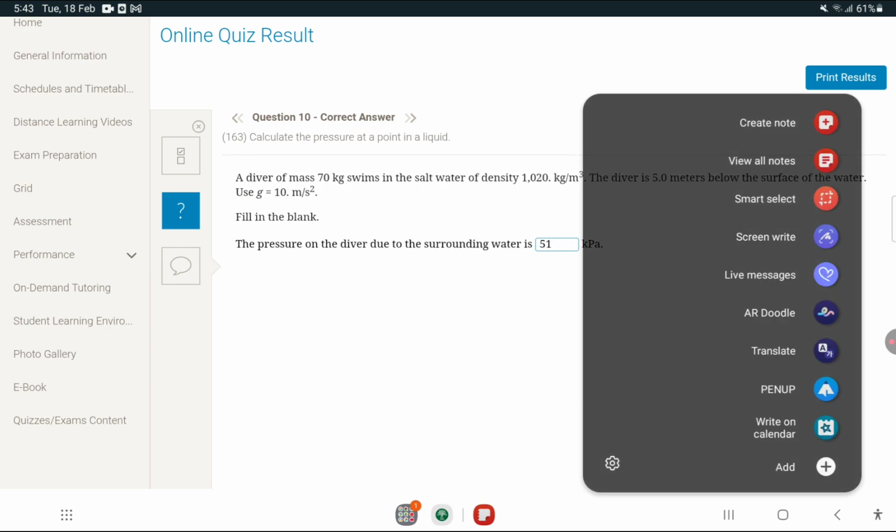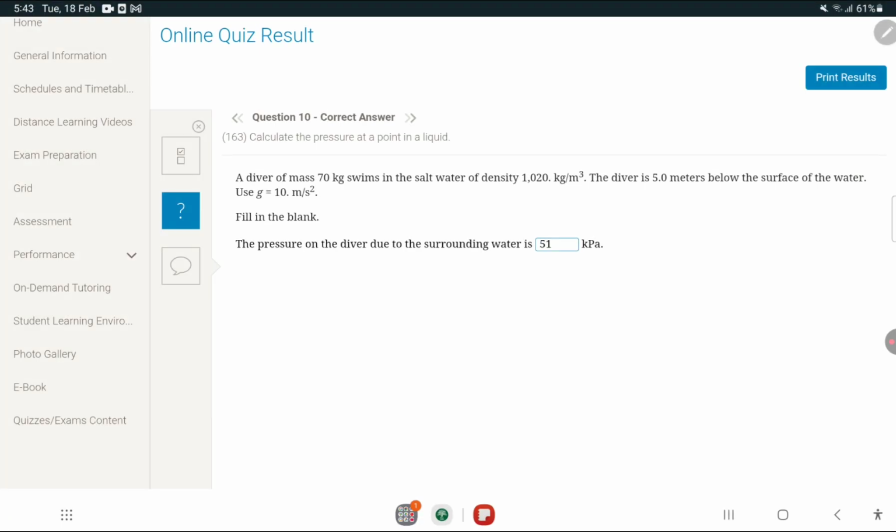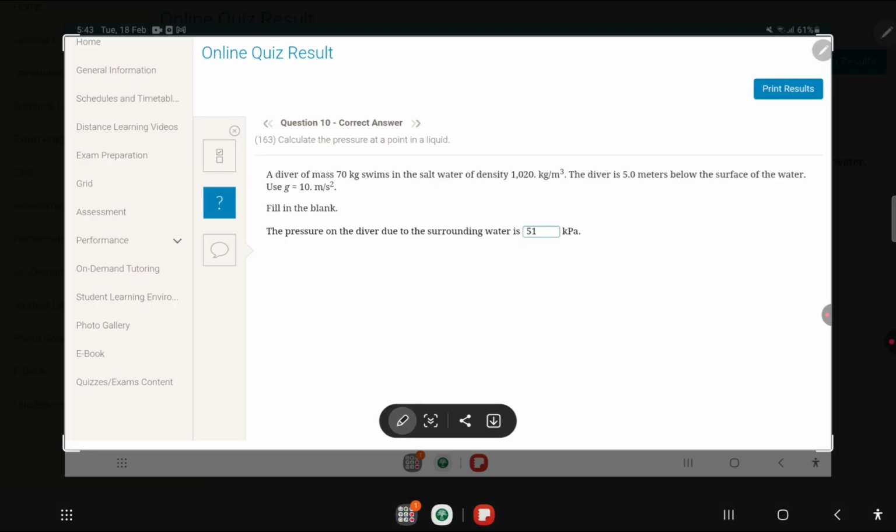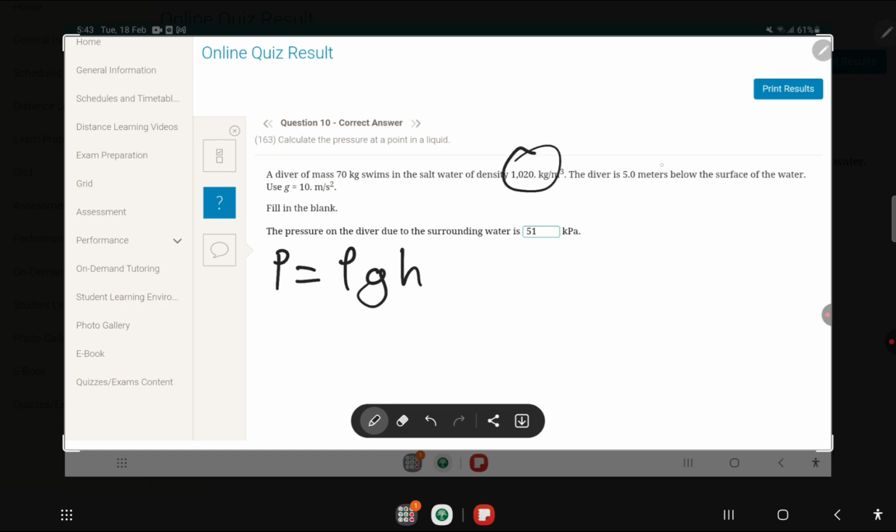Okay, for this one, it's liquid. It's different. Pressure of a liquid is equal to rho, this symbol stands, I forgot what its name is, for density, times gravity, times height. So here, if you read the question, they want the pressure on the diver from the surrounding water. So you have here density, you have the height, and you have gravity.